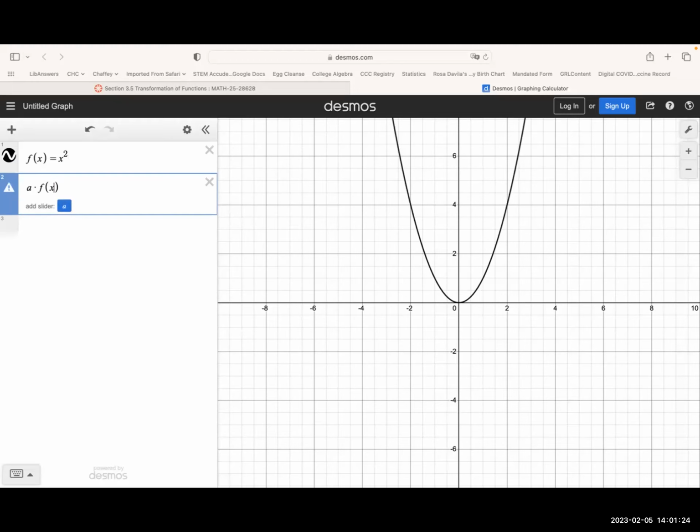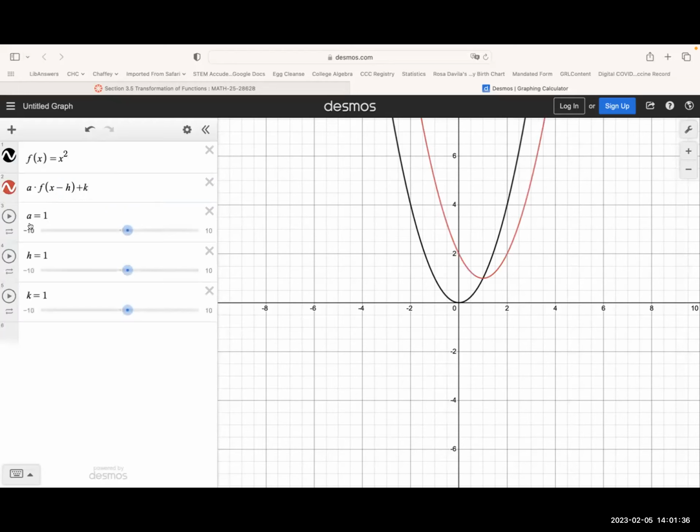But our equation is going to be in the form of f of x minus h, and on the outside it's going to be plus k. So I'm going to create a slider for each of these and see what happens to our functions. Here a is equal to 1. Let's make h equals 0 and k equals 0, just so we could start off with our same function. So if a is equal to 1, h equals 0, we have 0 here. K equals 0, we have 0 on the outside too.